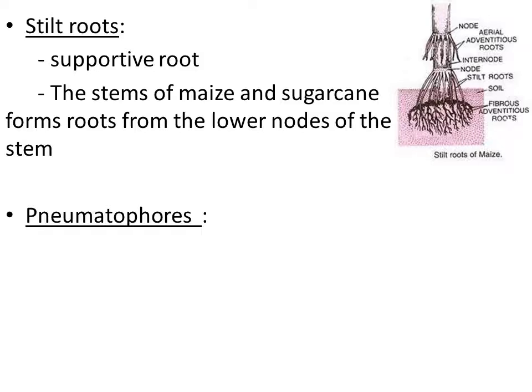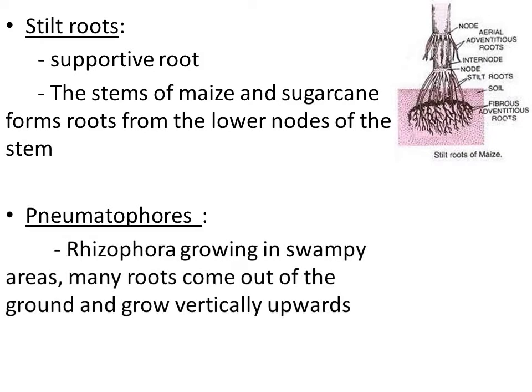So which plants actually show these respiratory roots? Respiratory roots can be seen in plants growing in swampy areas. The name of the plant is Rhizophora. It is commonly called the mangrove plant. So in Rhizophora, respiratory roots can be seen because it grows in swampy areas.